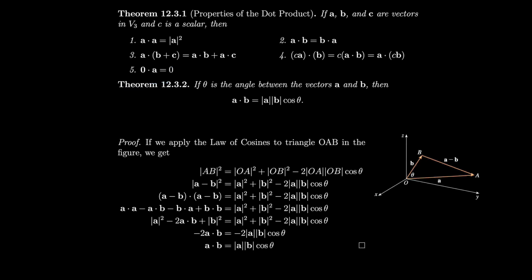So these are not too difficult to prove. You can just write each of these vectors in terms of their components, a1, a2, a3, b1, b2, b3, and so on, and then just write out what you get when you take the dot product, and you'll see that it equals what you want it to equal.